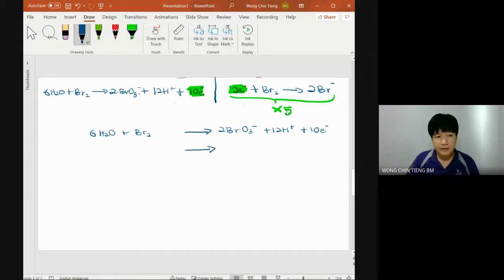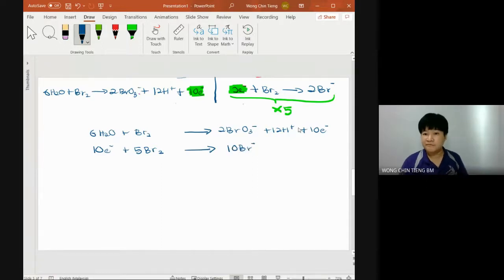For yang darab 5, kamu akan dapat 10 electron. And then you will have 5 Br2. And then over here, you will have 10 Br minus. Agree? Senang? Okay. Next.